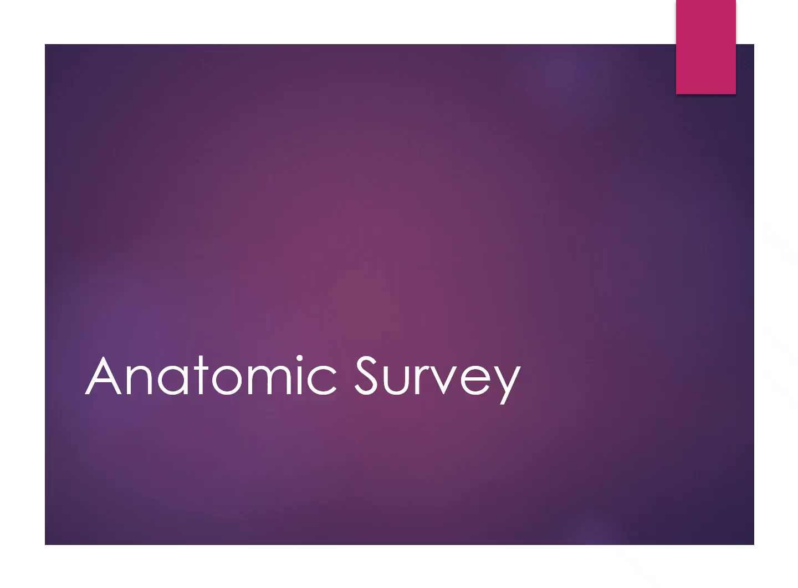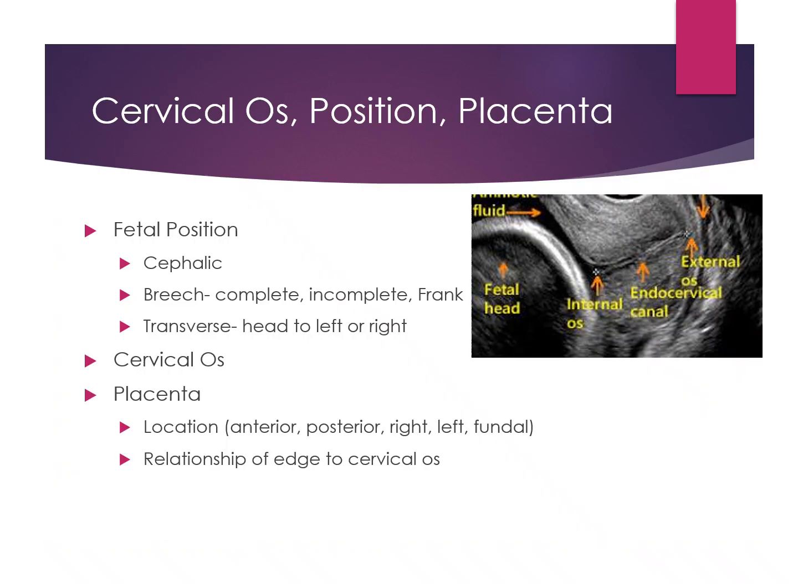All right, so let's get into our anatomic survey. We are still going to check on mom. It does not say that in here, but please make sure that you are looking at the adnexa, the ovaries, and the uterus, as well as these additional structures that we're going to mention. First one is the cervical os, the position, and the placenta.